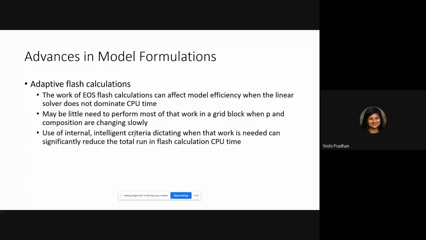And then there's adaptive flash calculations. The work of EOS flash calculations can affect model efficiency when the linear solver does not dominate CPU time. There may be little need to perform most of that work in a grid block when P and composition are changing slowly. The use of internal intelligent criteria dictating when that work is needed can significantly reduce the total run and flash calculation CPU time.